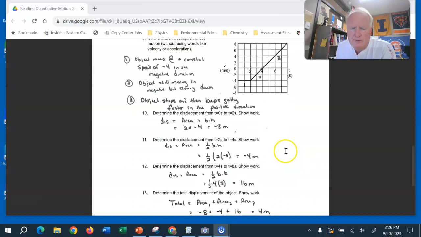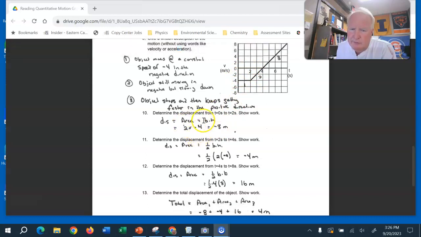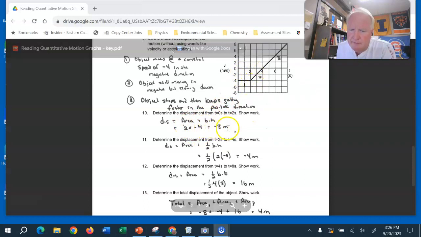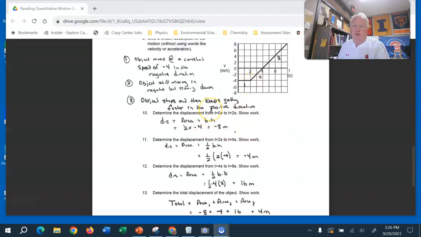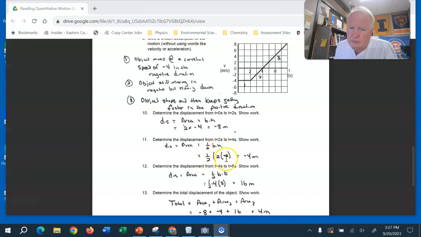All right, number 10, determine the displacement from 0 to 2. So from 0 to 2 right here, that's just this little square right here. And so what's the area of a square? Well, it's just base times height, or 2 times -4, or -8. So from 0 to 2, we have -8 meters. It says determine displacement from 2 to 4. Well, now we're looking at this little triangle right here. And so that's 1/2 the base times the height, or 1/2 times 2 times -4, and that's -4.